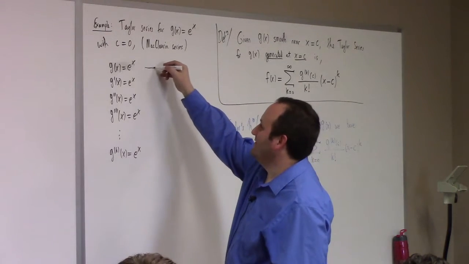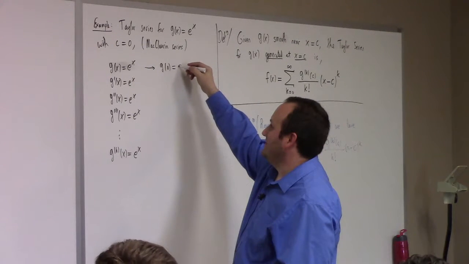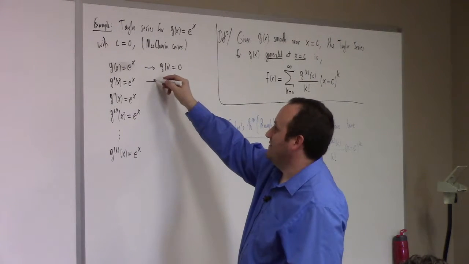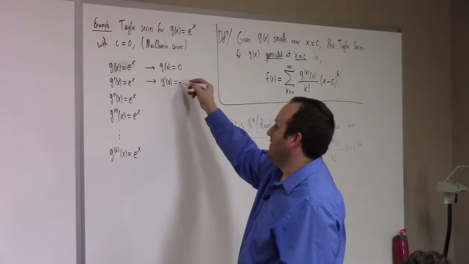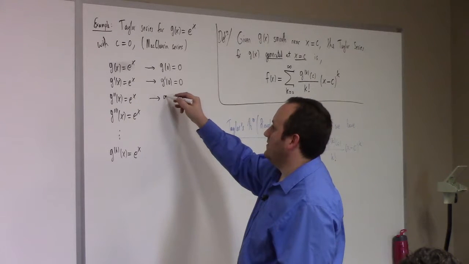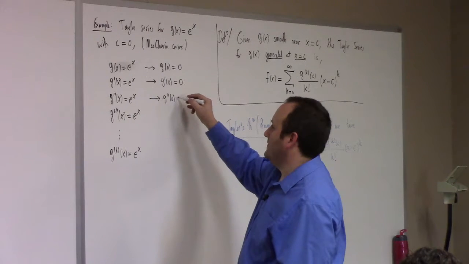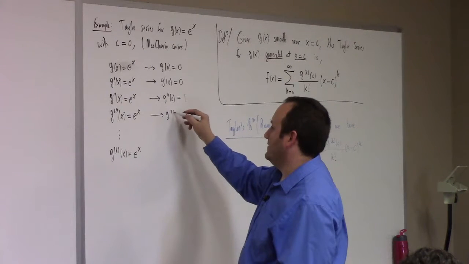So, g of 0? 0, right? g prime of 0? 0? Oh, sadness. 1 all the way up.